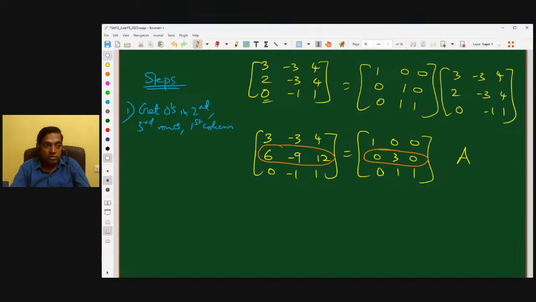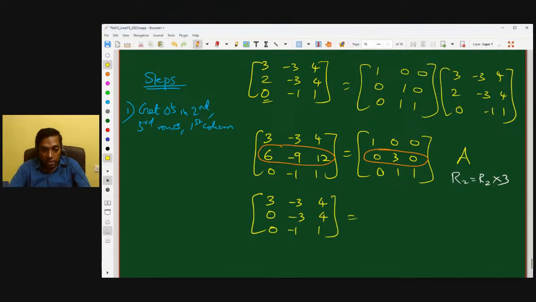so the operation we have done is, let me write it, R2 is equal to R2 into 3. It's a row operation. Okay, next, we do 3 minus 3 4. You do from 6 minus 9 12. I'm going to do this minus 2 times R1, so you will get 0. But minus 9 plus 6 will become minus 3, and oh sorry, this will be 12 minus 8, which is still 4. See, what I've done is, and 0 minus 1 1. I'll tell you what is the operation I have done.